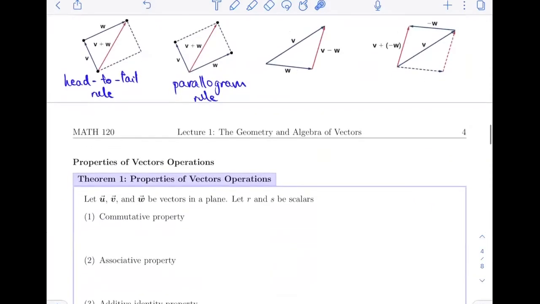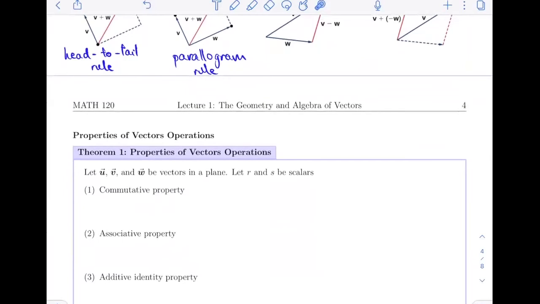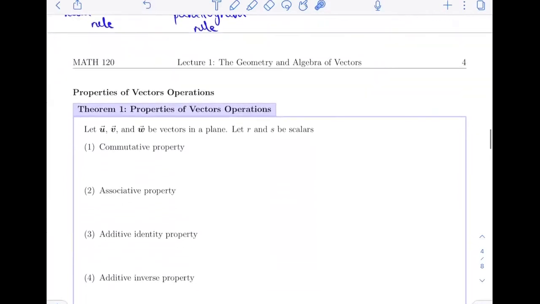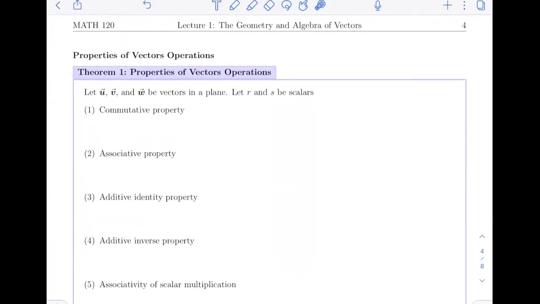In addition to the basic vector operations, we have some other properties of vector operations. Now, let's assume that you have three vectors in a plane. You have u, v, and w, and also two scalars, r and s. Right. Here are some of the properties that are quite important in vector calculus that you may want to know. That will be very helpful for you down the road when we combine vectors together.